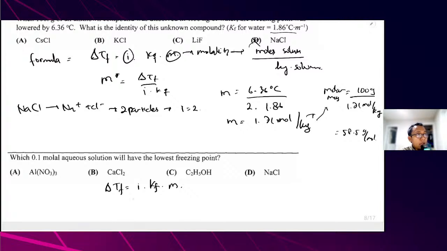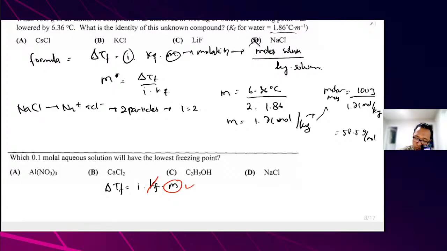Now all have the same molality and solvent, so we just need to compare i, because we have the same amount of molal. And Kf is also the same, so we can ignore Kf. To get the lowest freezing point, we now need to identify i.